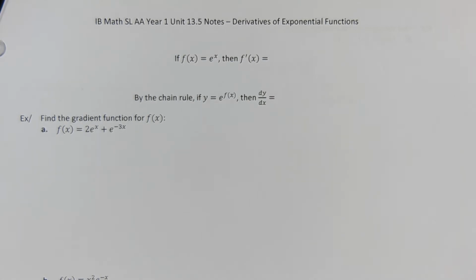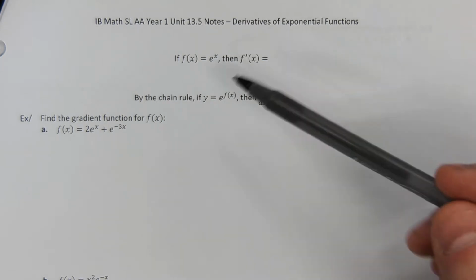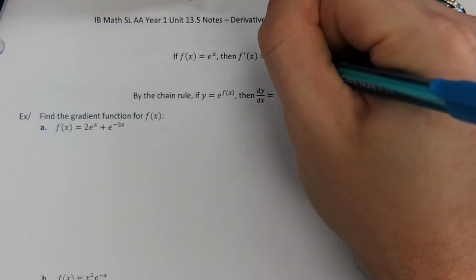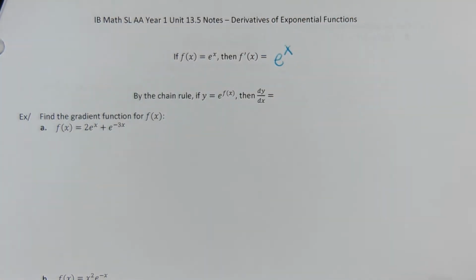Cool. Let me find my... There we go. So we are going to be talking about the derivatives of exponential functions. The wonderful thing about IBSL math is that the only exponential that we ever work with is base e. Thank goodness. Because it's very easy. e to the x is a very special little function. The reason why, it's its own derivative. The derivative of e to the x is e to the x. Isn't that neat? It's its own derivative. So cool.